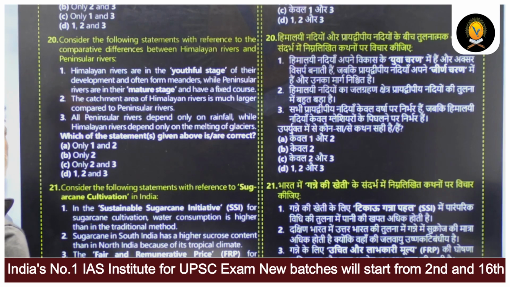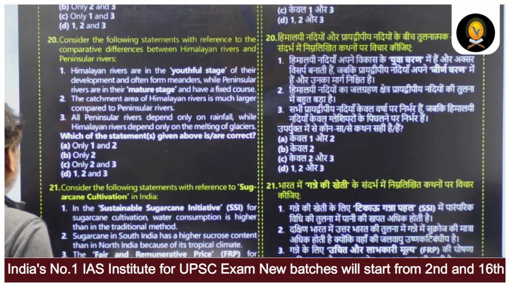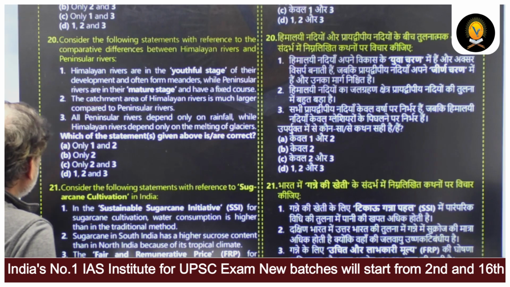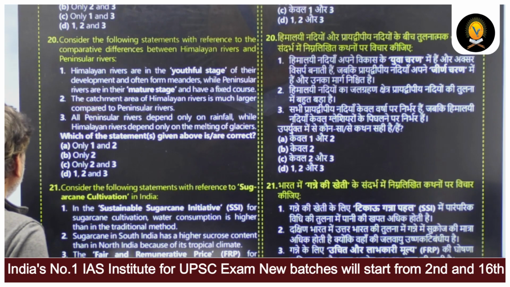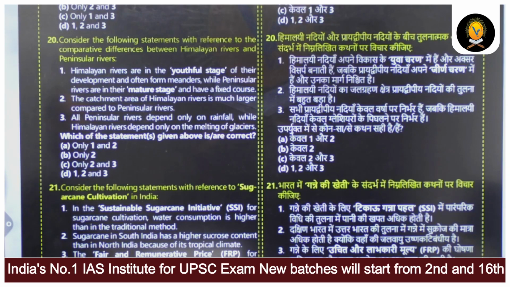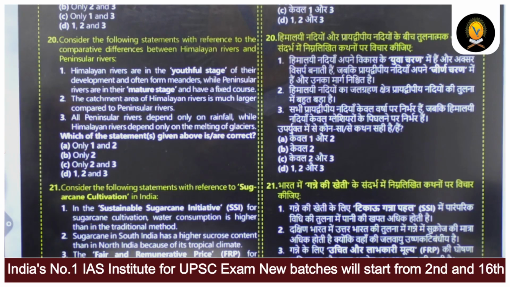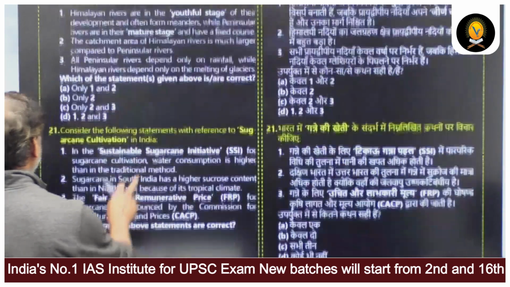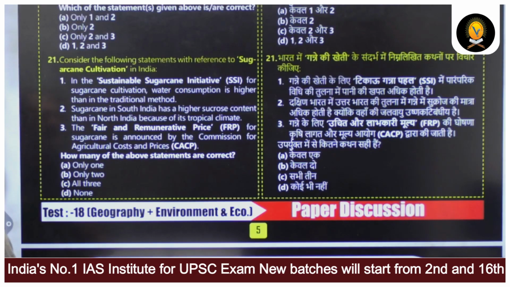Now, consider the following statement with reference to the comparative difference between Himalayan river and Peninsular river. Himalayan rivers are in the youthful stage of their development and often meandering, yes, correct, while Peninsular rivers are in their mature stage and have a fixed course, yes. The catchment area of Himalayan rivers is much larger compared to Peninsular, yes, correct. All Peninsular rivers depend only on rainfall, while Himalayan rivers depend only on the melting of glaciers, no, not only on melting of glaciers, they also depend upon rain water. So, 20 is 1 and 2 are correct, because Himalayan rivers also depend on the southwest monsoon, the westerly jet stream, and western disturbance.